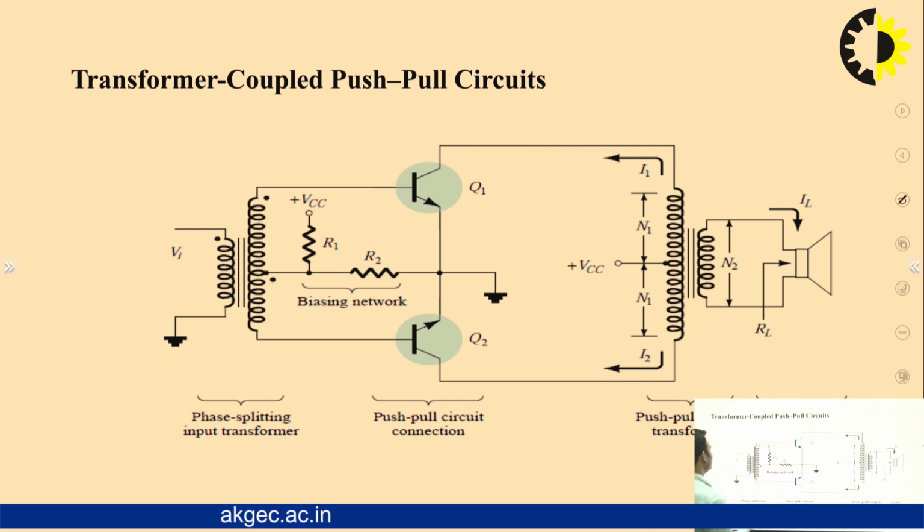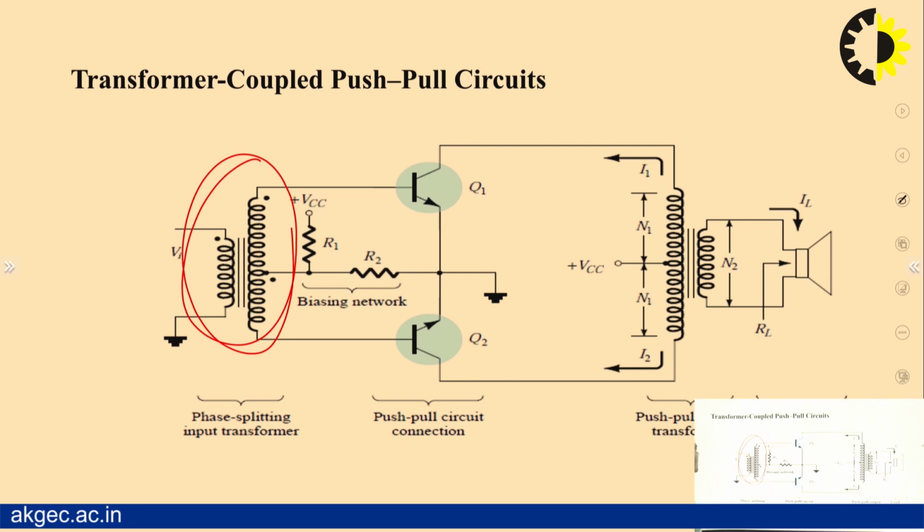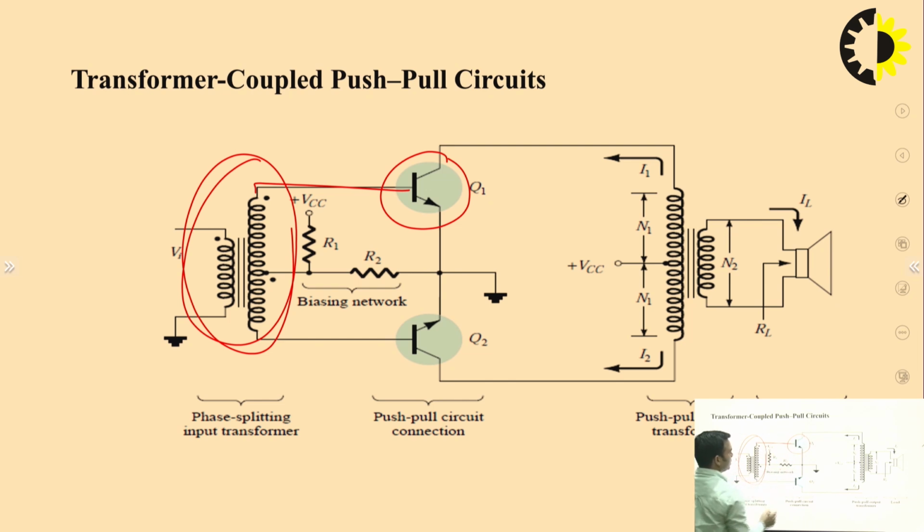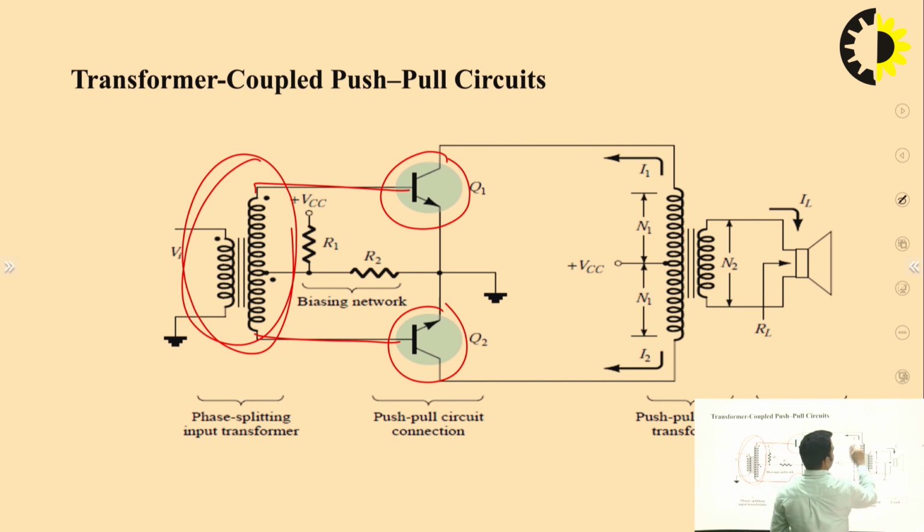I told you that you can use a center tapped transformer. Now in this case, this output is provided to one transistor, this output is provided to another transistor. Okay. So one transistor will conduct for one half, another transistor will conduct for the other half. That means you will get output here for the whole 360 degree, and then it will be coupled to the secondary winding of this transformer, and then by using this you can drive any load.